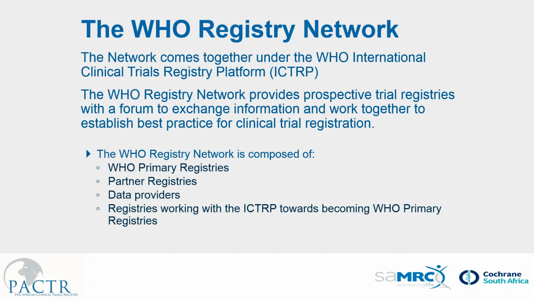What we mean by partner registries is you will have maybe a national registry in another African country where they don't have the resources to become a primary registry. They can partner with an existing primary registry, and in that way provide their data through the primary registry to ICTRP. Data providers simply provide data to ICTRP.